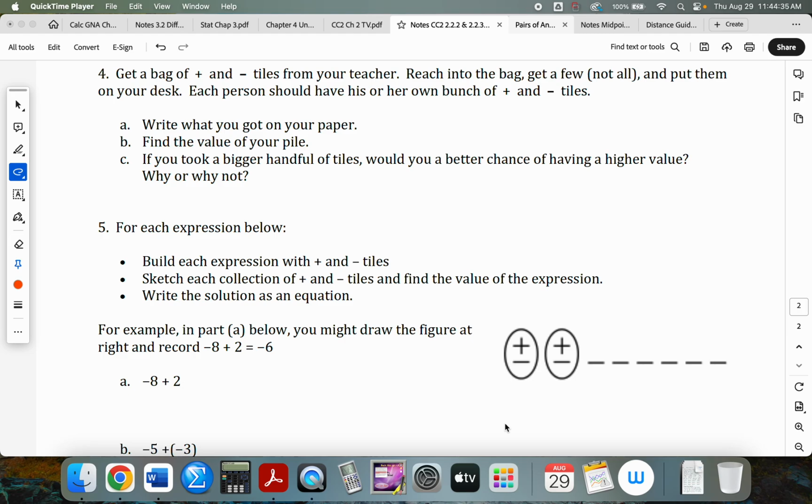So let me show you what I got when I did this. I reached in and grabbed a whole bunch, and I had 6 plus tiles and 4 minus tiles. So the value of mine, all of these are going to zero each other out, right? So what's the value of mine going to be? 2.